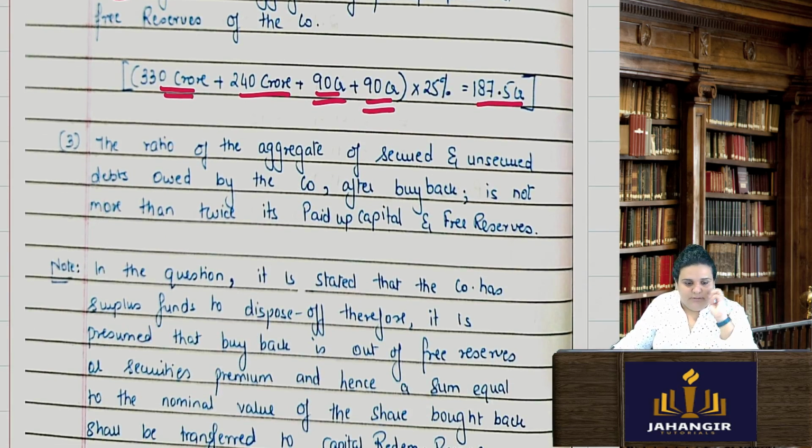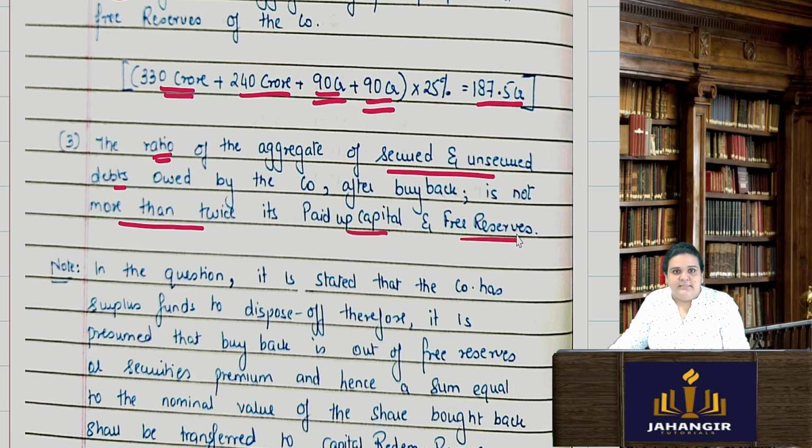Now the third condition, the ratio. We have to find the ratio of the aggregate of secured and unsecured loan debt owed by the company after the buyback, which is not more than twice its paid up capital and free reserves, meaning it should be less than or equal to 2. The outside loan, the secured and unsecured loan, known as the owed capital of the company, should not be more than 2 times of its paid up capital and free reserves. So I have to calculate this third condition.